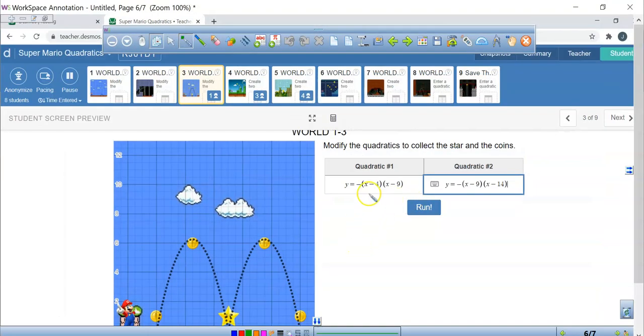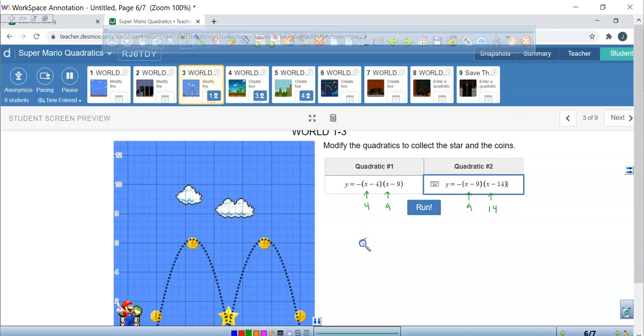So right here, in factored form, it gives us our zeros. So our zeros are at a 4 and a 9, and a 9 and a 14. As a solution set, we would say the zeros were at a 4 and a 9, and here we'd say they're at a 9 and a 14.